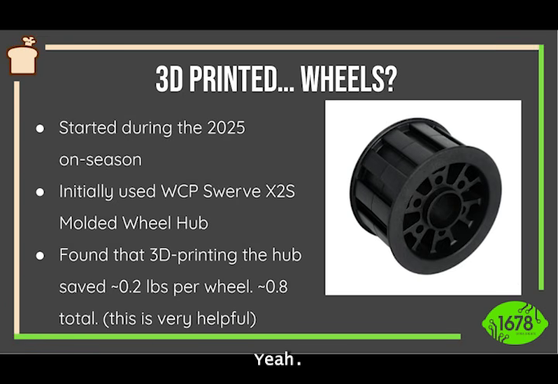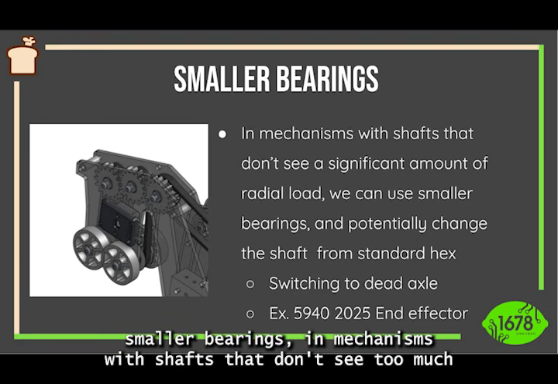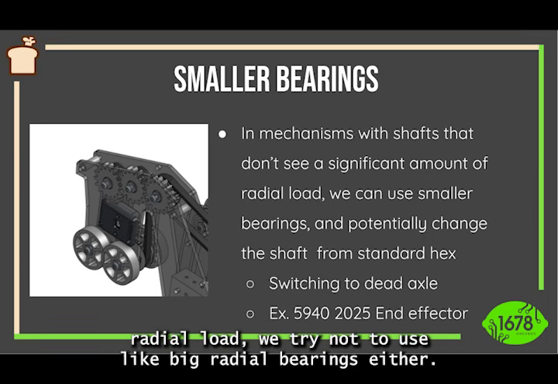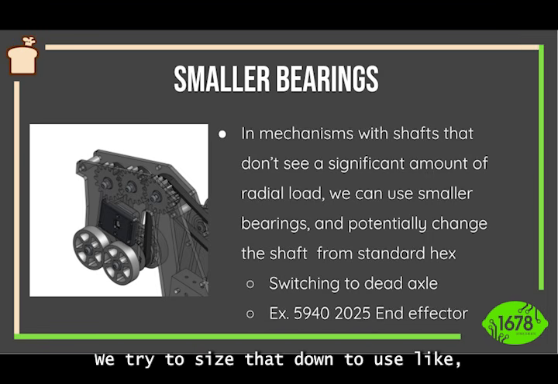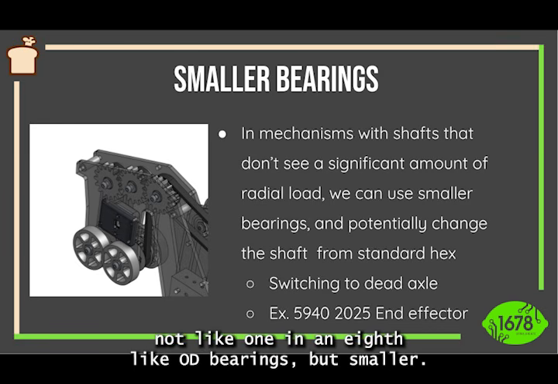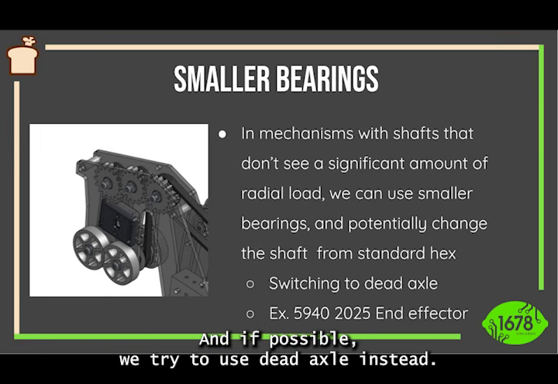Yeah. Next slide. Smaller bearings. In mechanisms with shafts that don't see too much radial load, we try not to use big radial bearings. Either we try to size that down to not like 1 1/8 OD bearings, but smaller. And if possible, we try to use dead axle instead.